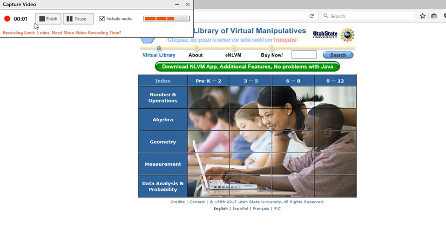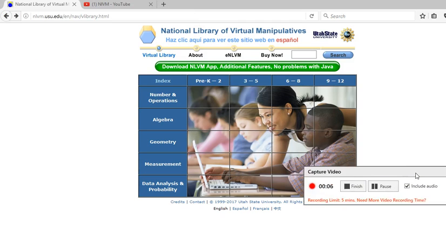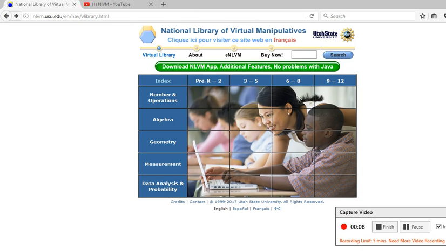Hello, I'm Cameron Atkins, and I'm giving a technology review over the National Library of Virtual Manipulatives. So to start, I would like to answer the question, how well does it work?